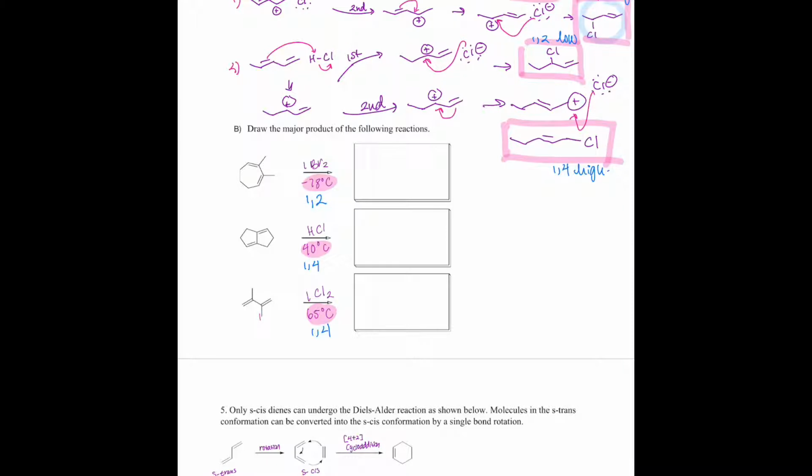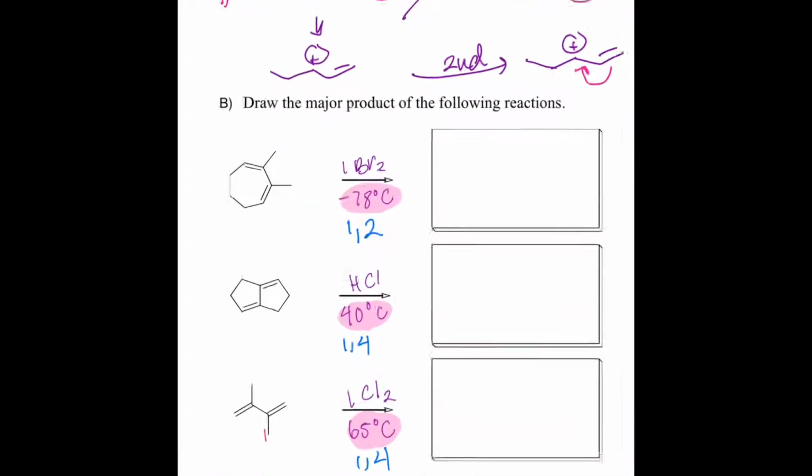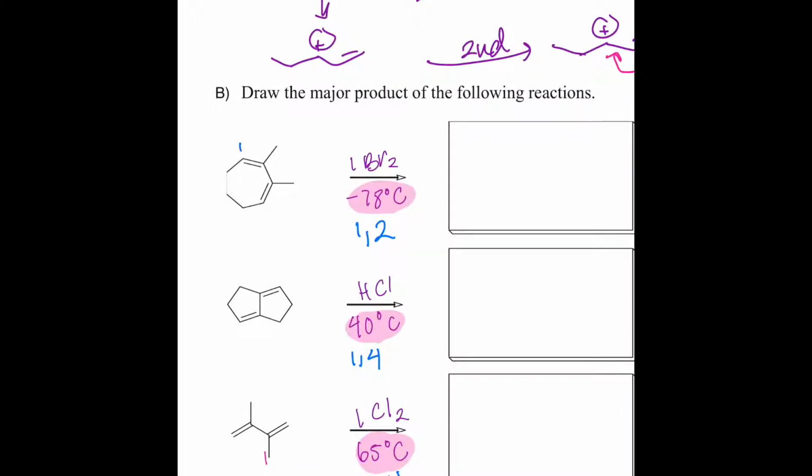So how are they looking at these? Numbering them. So we can just number these 1, 2, 3, 4. And then let's see.